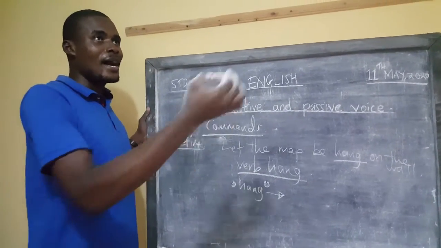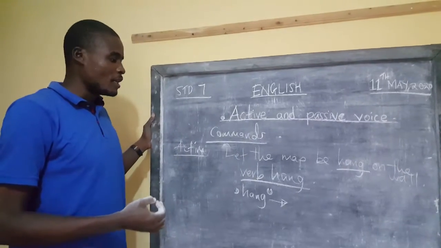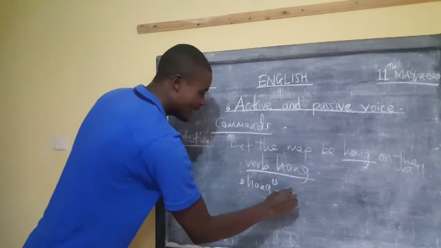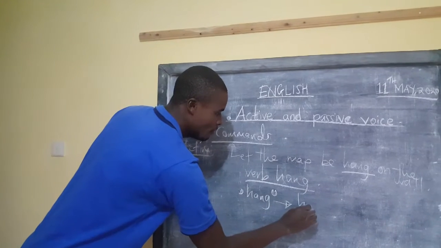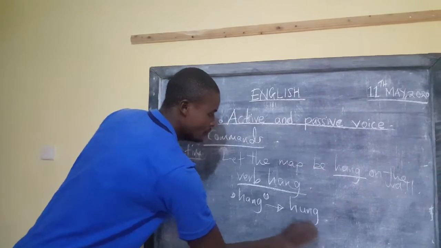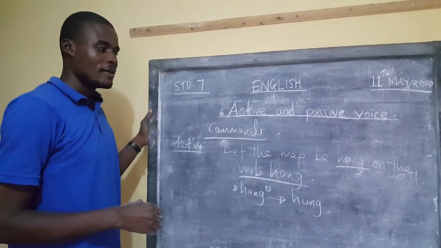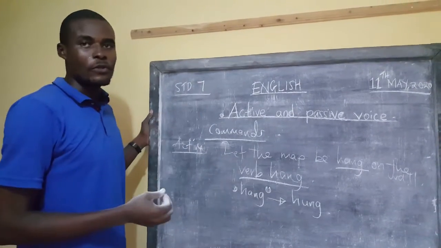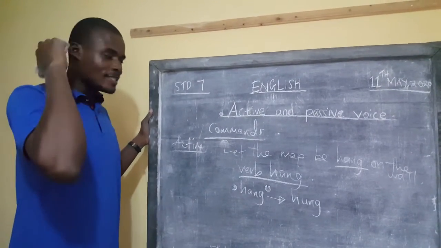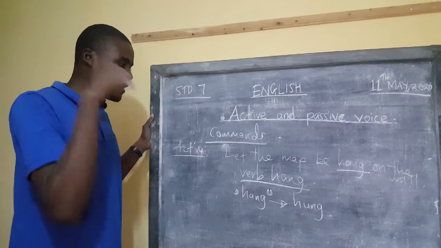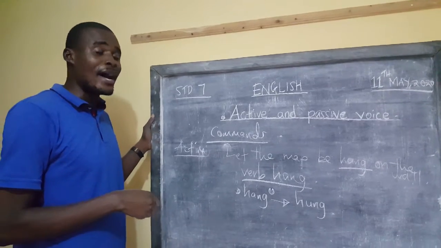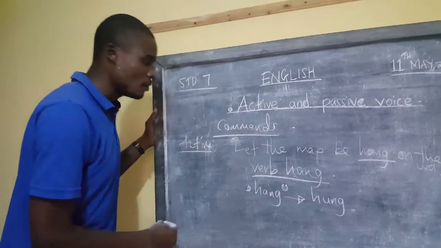You suspend a hanger on the wall. That is to hang. So in the past tense, we talk of hung. I can say, mother hung the cloth on the line. She did it yesterday. So mother hung the clothes. Don't say mother hanged. Mother hung the clothes yesterday.